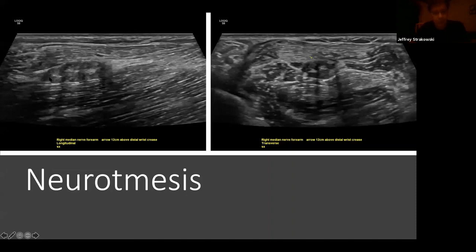And this is the nerve here. You'll notice there's still some residual connective tissue that could fool you, and one that's not quite so severe. So you have to be really careful that you pay good attention. You don't want to make a mistake on this one.